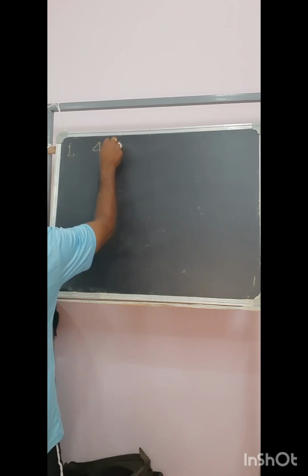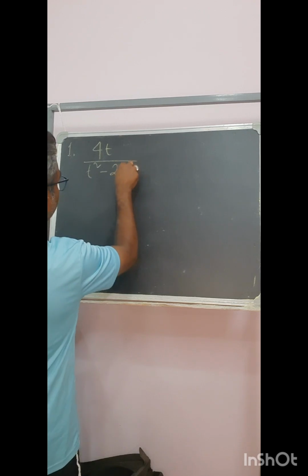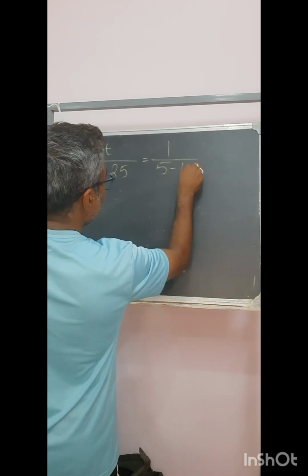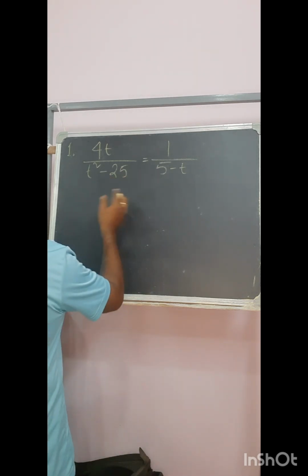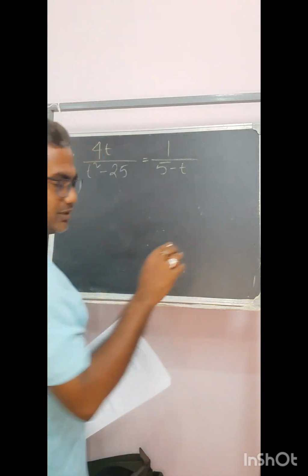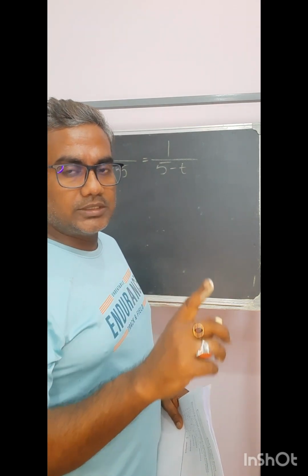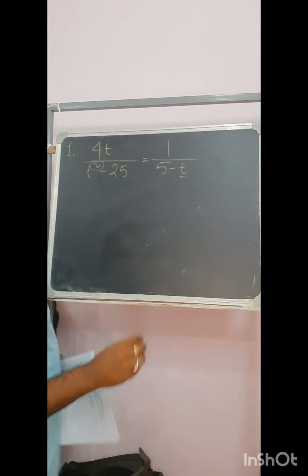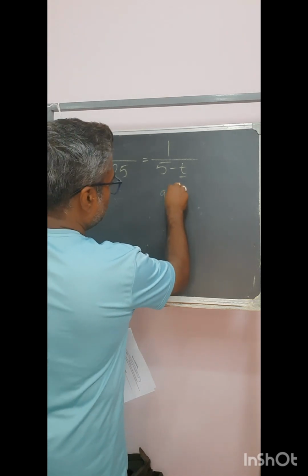This says 4t divided by t square minus 25 is equal to 1 by... But seeing this, can you say what kind of equation it is, whether it is linear or polynomial? Anything with more than 1 degree of the variable is a polynomial. Here you can see only one variable is there, and the highest power of this is 2. So this is definitely not a linear equation, it is a polynomial, and that to power of 2, that means a quadratic equation.